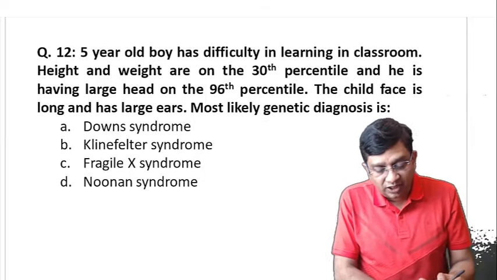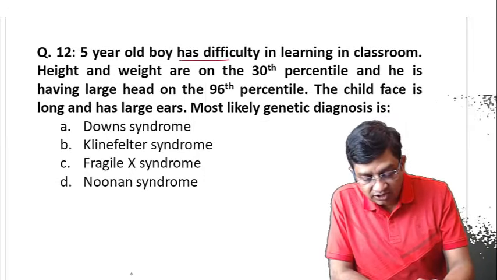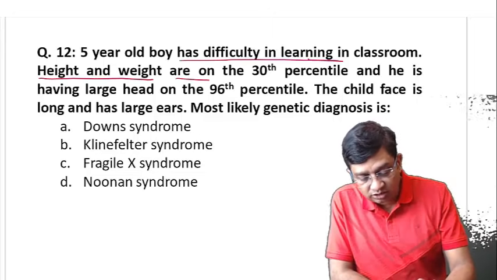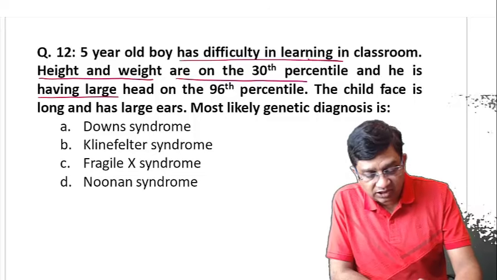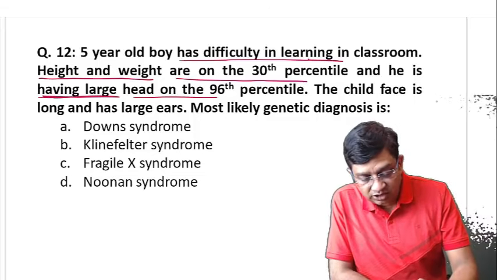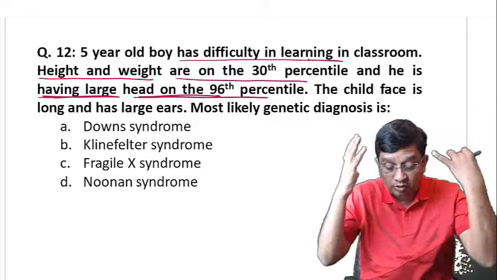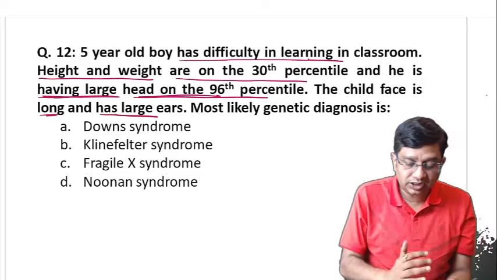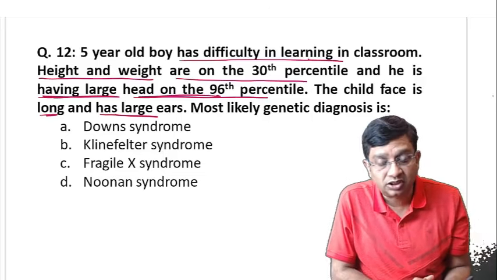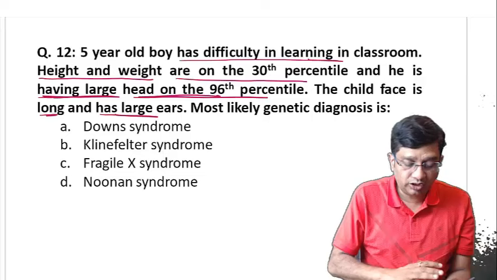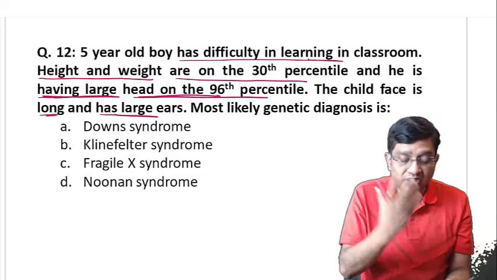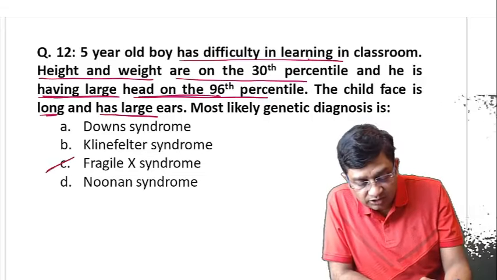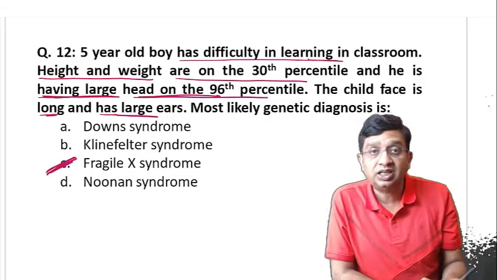Next one. A 5-year-old boy has difficulty in learning in the classroom. Height and weight are on the 30th percentile and he has a large head on the 96th percentile. There is macrocephaly. The child's face is long with large ears. What is the most likely genetic diagnosis? Now you can say a 5-year-old boy having these features, a large face, large ears. So out of the choices being given, this basically fits in the category of Fragile X syndrome.